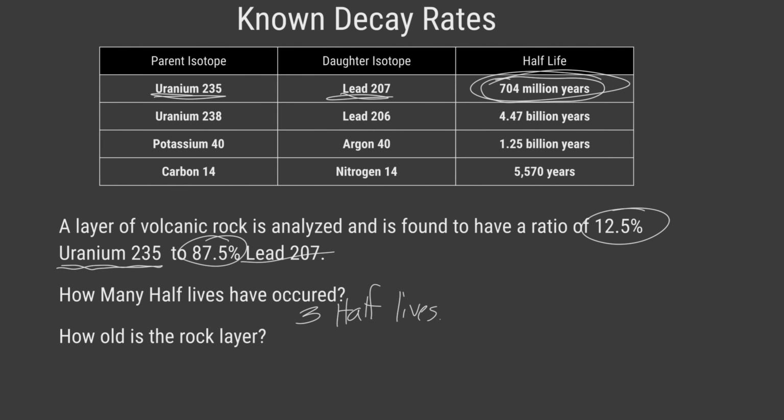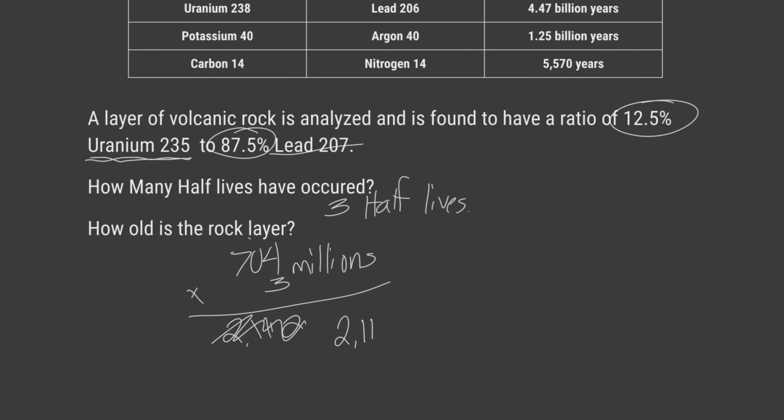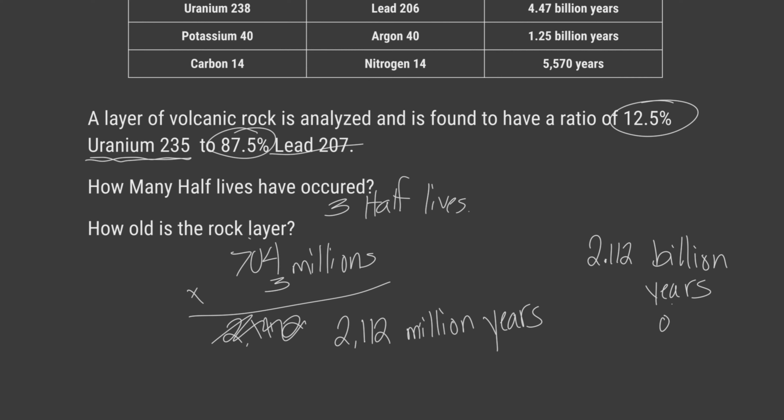So the layer of the rock, how old is it? Well, it's 704 million years times 3. There's been 3 half-lives, so times 3. 2,112, sorry, it's a little sloppy, 2,112 million years. This is a good conversion to know. 1,000 million years equals 1 billion years. A billion years is 1,000 million. So you could also write this as 2.112 billion years old. So this layer of rock that we tested would be 2.112 billion years old.